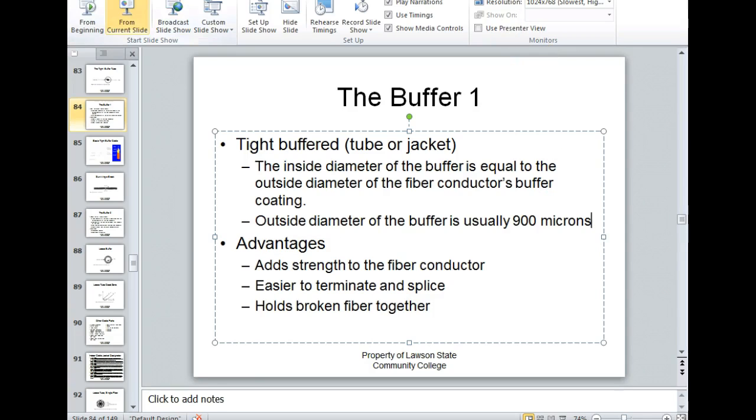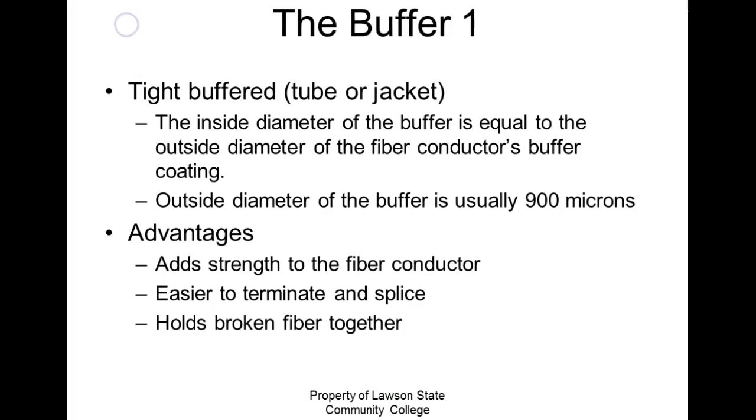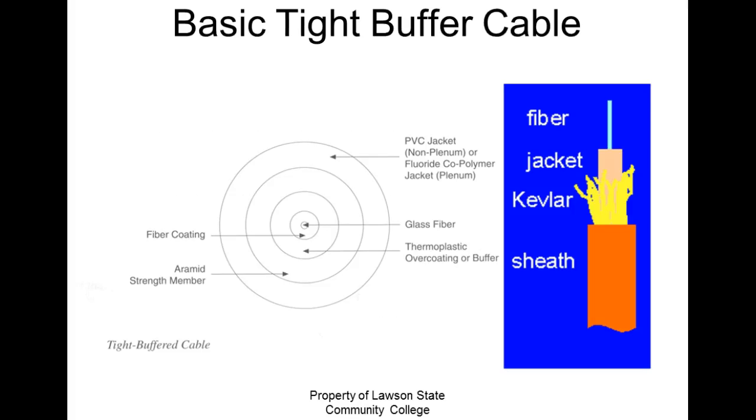Now, the advantage of this is we usually use this in inside cables. Of course, the purpose of the buffers altogether, even the buffer coating and the buffer jacket, are what? They add strength to the fiber, make it easier to terminate, and of course, it holds the buffer coating. And it holds broken fibers together. That makes sense? So this is a basic type of buffer cable. This is what we have.